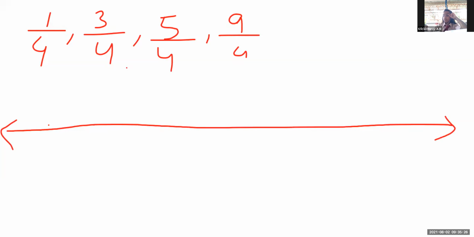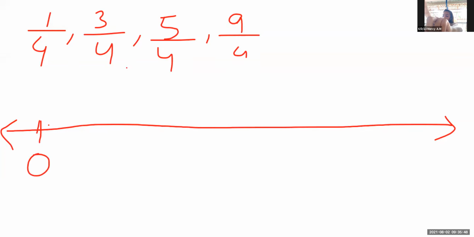So the number line will start from 0. Very good. So I should mark over here and write 0. Clear? Now, next number, what should I write?